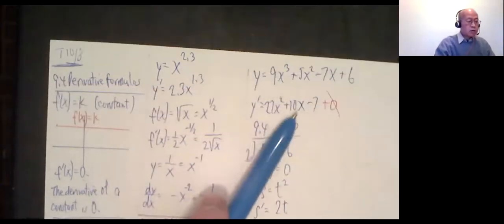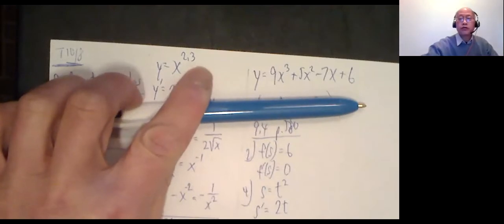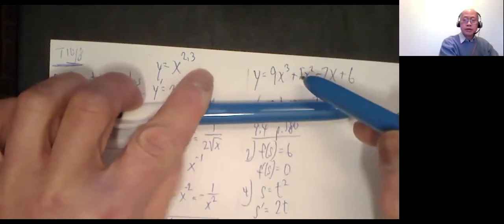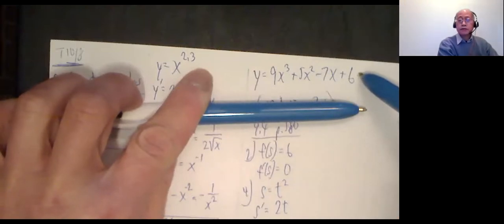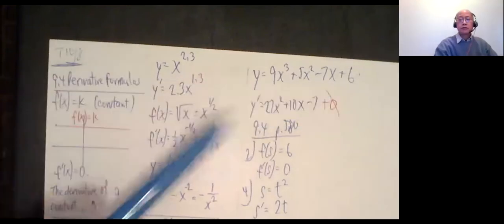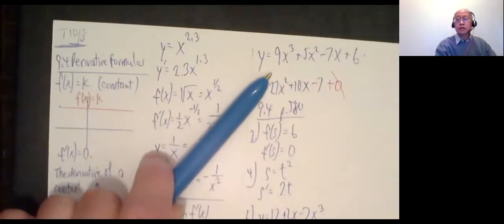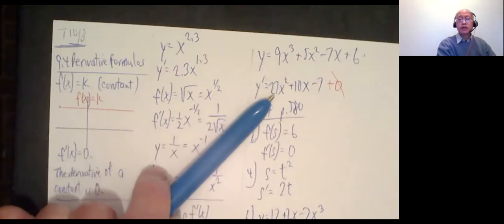Okay, so guess what I should do if I want the derivative of the whole thing? How about just take the derivative of this plus the derivative of this minus the derivative of this plus the derivative of this? That's exactly what you do. Just go down the line and add or subtract whatever you need. Okay. So derivative of 9x cubed. 9 times 3 is 27, 27x squared.